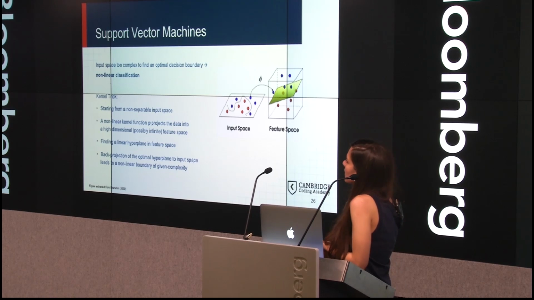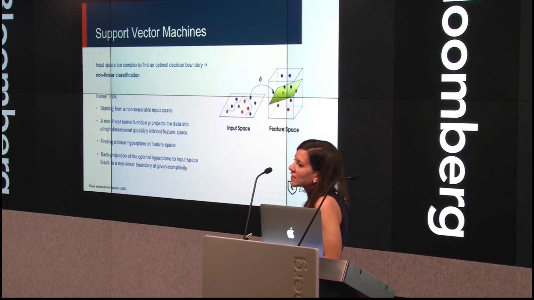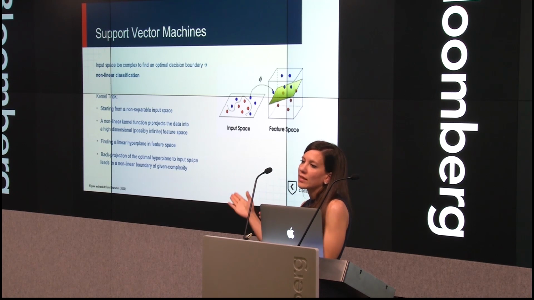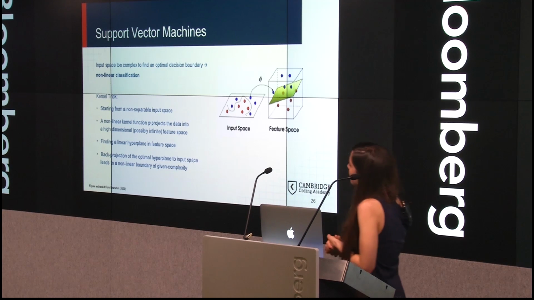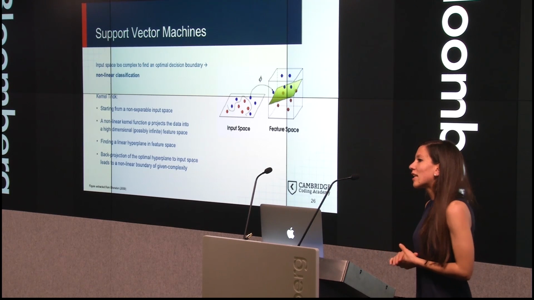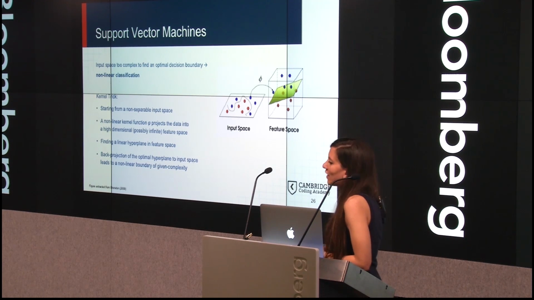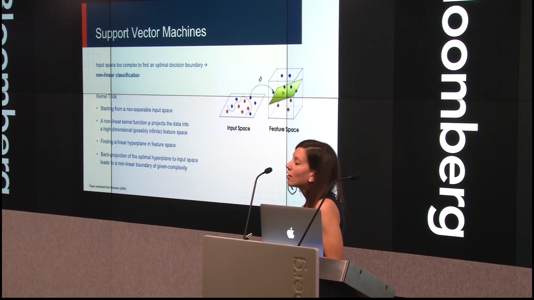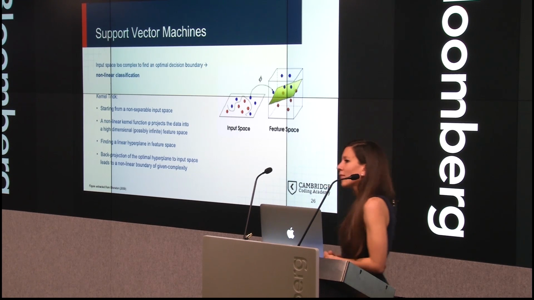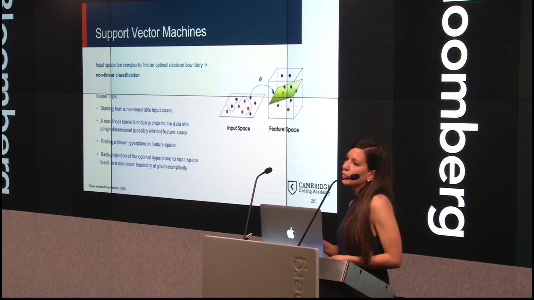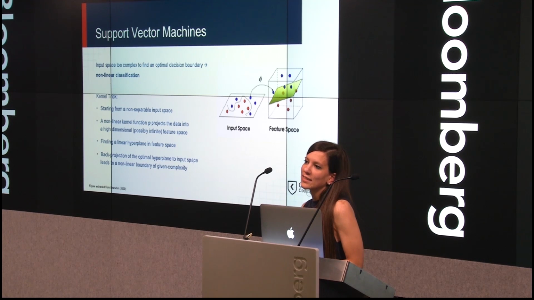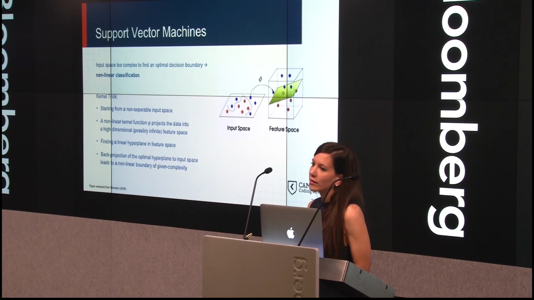Now, what happens in the case where our input space is far too complex to fit a straight line and accurately separate the two classes? In this case, we will need to step up towards a nonlinear classification and a nonlinear boundary. But how do we do that? This is where the most powerful attribute of support vector machines kicks in. And this is the kernel trick.